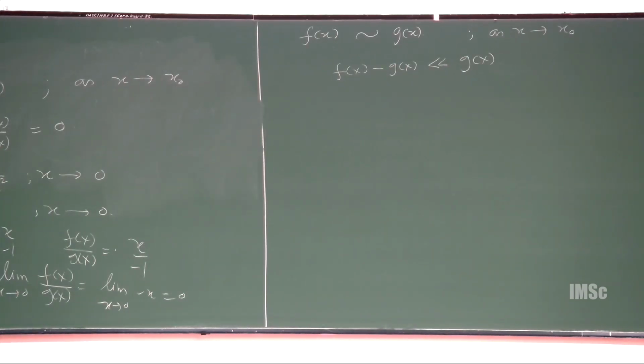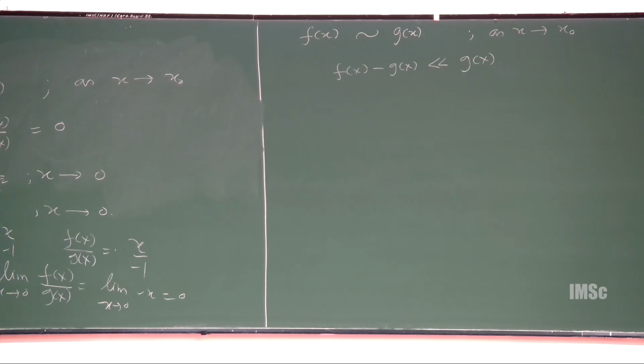But see, as x goes to 0, minus 1 is remaining minus 1. So of course it is smaller, but then by this definition it is. Okay, any other question?